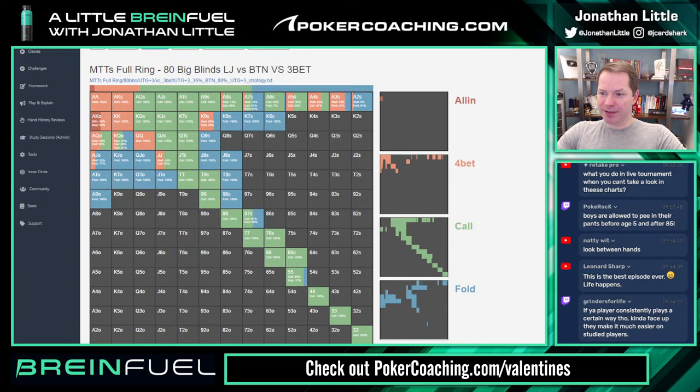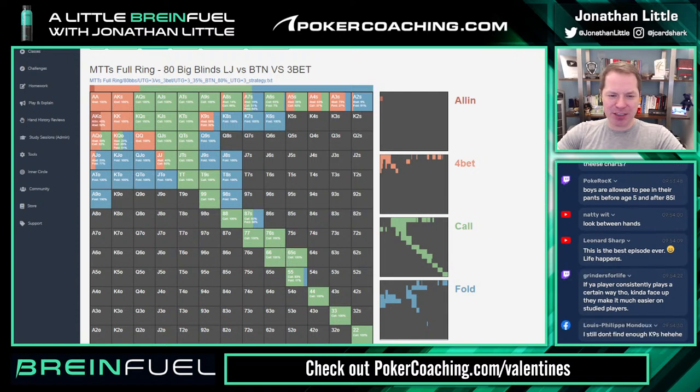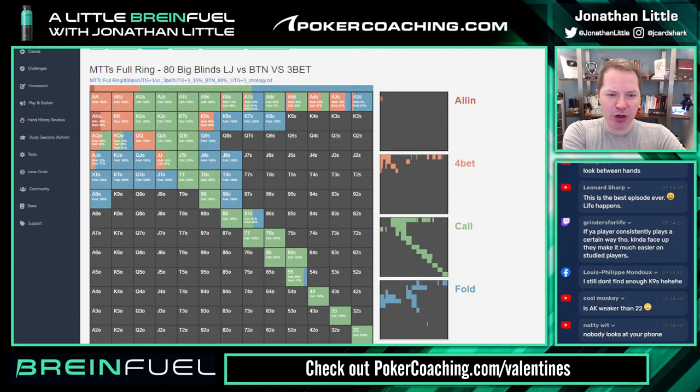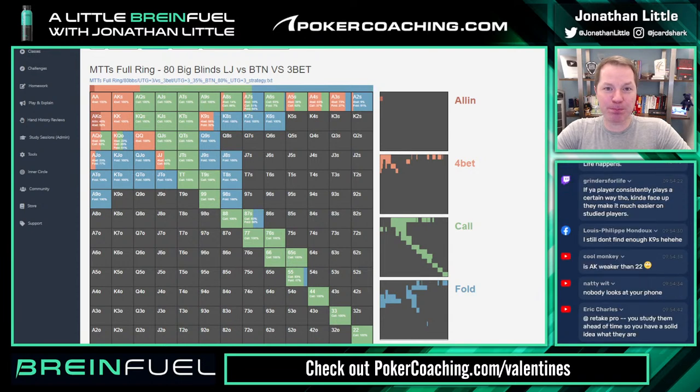If a player consistently plays a certain way, though, doesn't that make them face up? The nice thing about the GTO strategy is that you don't really care if your opponent knows what you can do. The cool thing is that you can announce to your opponent, hey, I'm using this chart, take it. And you know what? You're still going to break even at least, and you're going to beat them probably because they're not going to play appropriately.